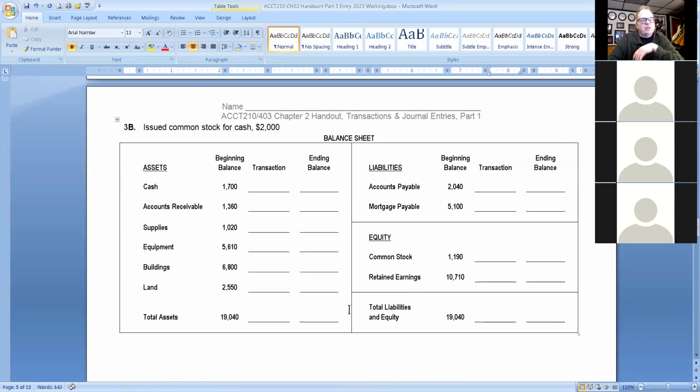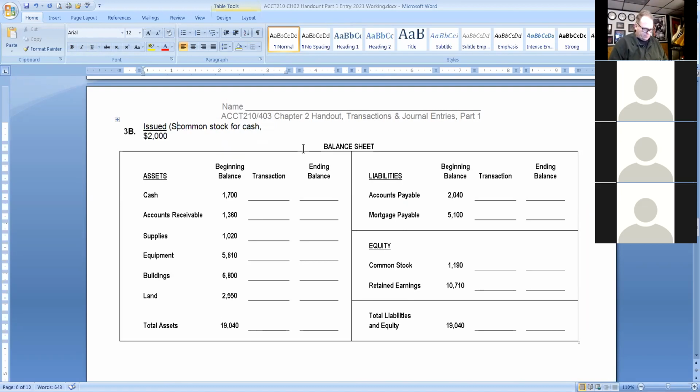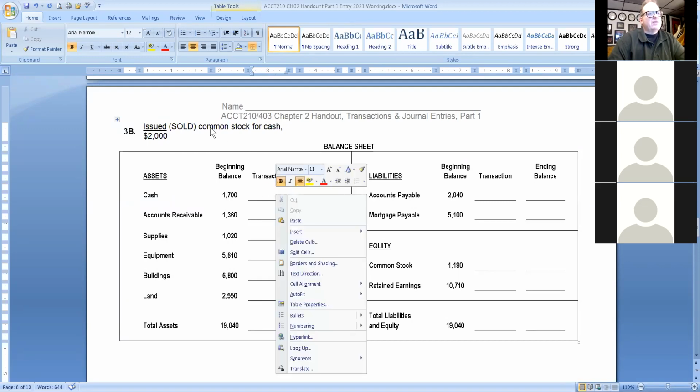Oh, this is a little bit trickier. Issued is the same thing as saying sold. They issue stock, they sold stock. Didn't mean to put that in capitals, but I think I'll leave it. So when you say issued, that's the same thing as saying sold. Common stock for cash. Okay, so this common stock down here, this is the owners, and obviously the cash is up here. So we sold common stock for cash for $2,000.